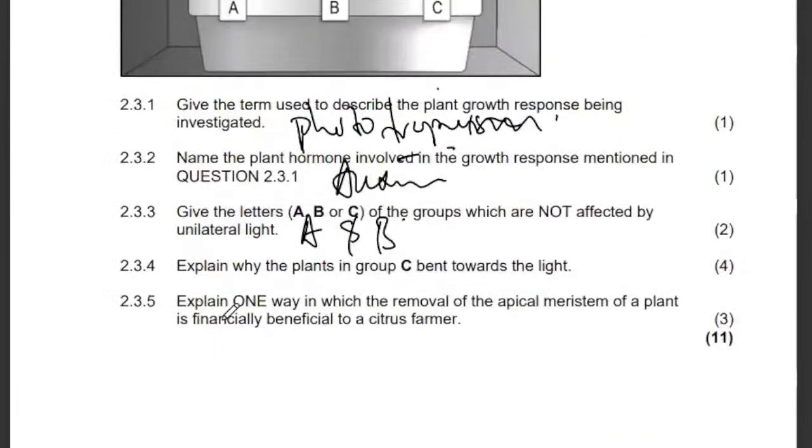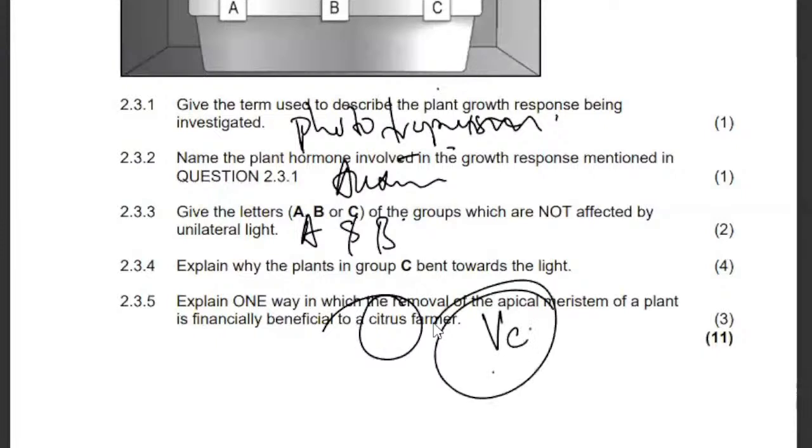Explain one way in which the removal of the apical dominance of the plant is financially beneficial to a citrus farmer. Citrus are plants like orange and lemons, those which can give vitamin C. So basically, when you have the tip, the plant will just grow straight. But now, if the tip is cut, you are trying to bring about lateral dominance or lateral branches. So it will promote the lateral branches, which will increase the buds.